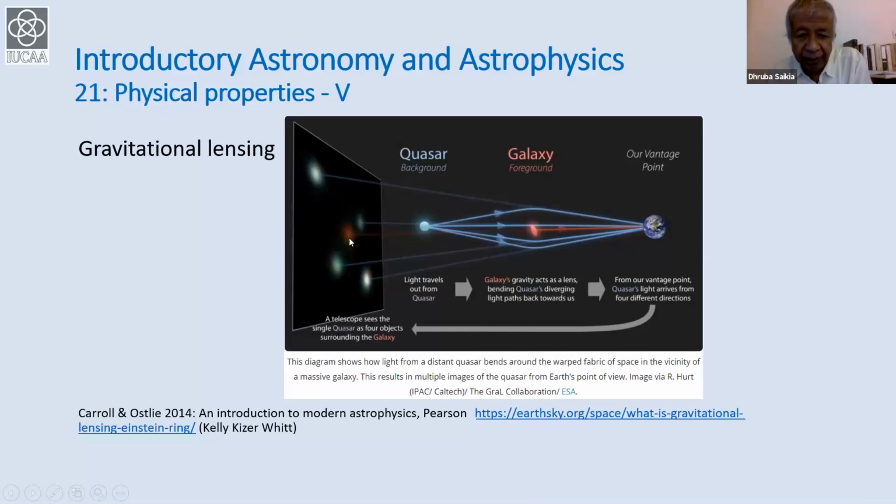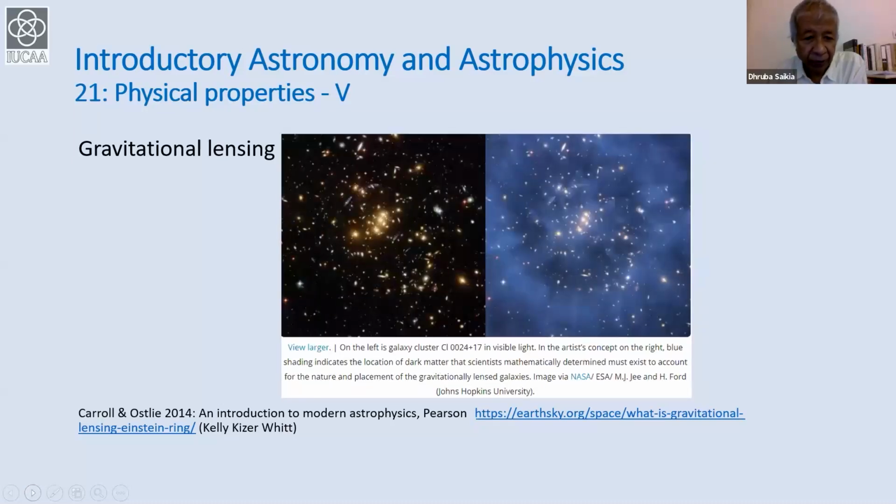This shows how light from a distant quasar bends around a warped fabric of space-time in the vicinity of a massive galaxy. Lensing can occur not only by the galaxy itself, but if the galaxy is in a cluster of galaxies, then lensing can take place due to the combined mass of both the galaxies as well as the dark matter which is present there. So one can see that lensing is also a powerful tool for estimating masses of objects.